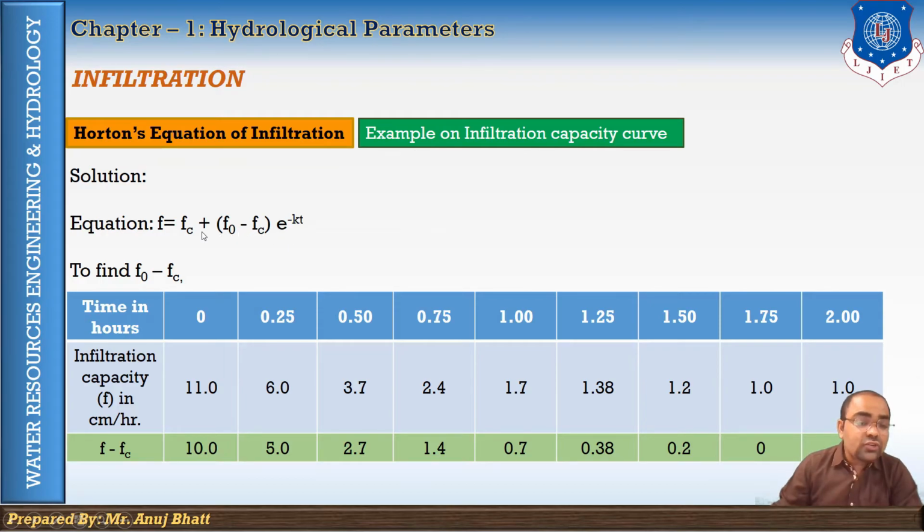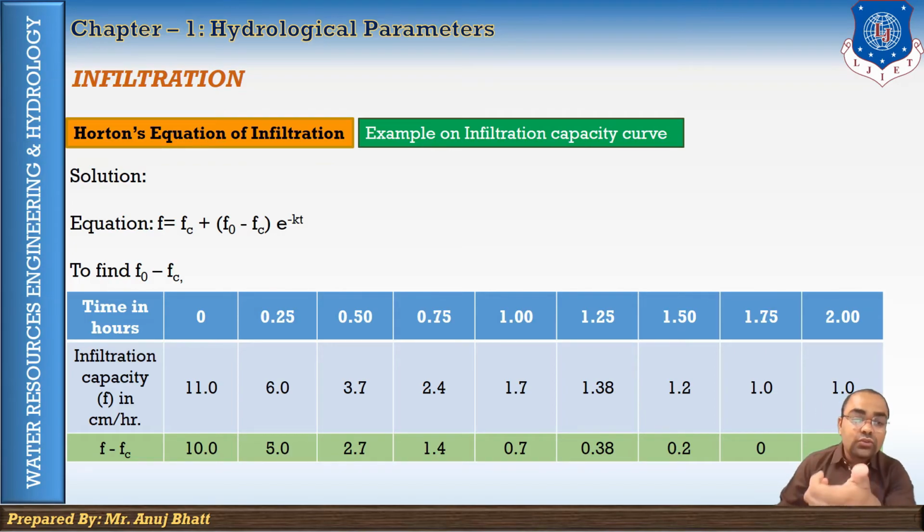Horton's equation is F is equal to Fc plus F0 minus Fc into e raised to minus kt. First of all, we need to find this F0 minus Fc. From this data we have to find F minus Fc. In the given data the value of the constant is 1, because at 1.75 hours the infiltration capacity was 1, and after 25 minutes, again at 2 hours, the infiltration capacity is the same. That means afterwards this capacity is constant, so that value is Fc.